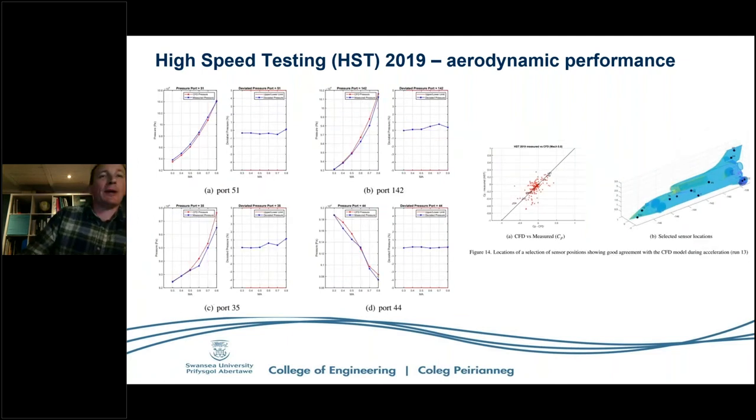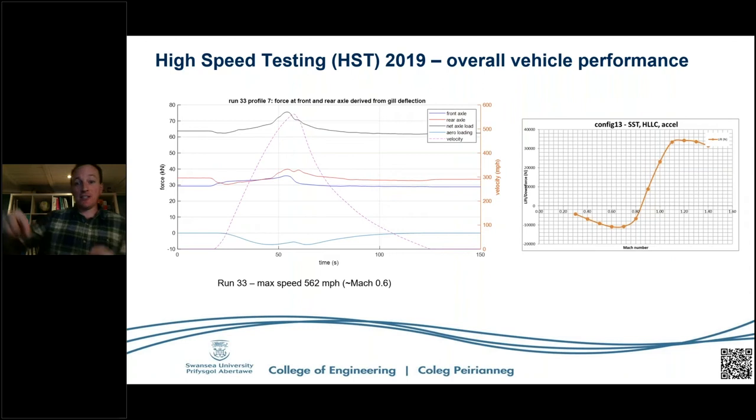So we spent a lot of time on this. Fortunately, this one shows that you could pick sensors along that y equals x line. There were a lot of them sitting on that line, where what we were measuring was pretty much bang on what we were predicting. One of the other things that we were interested in measuring, for obvious reasons, is the loads that the wheels were experiencing.